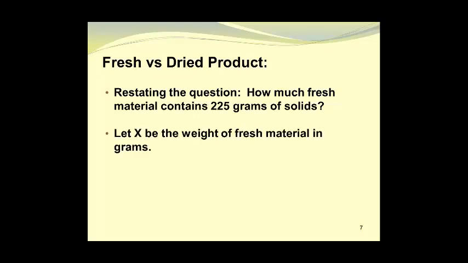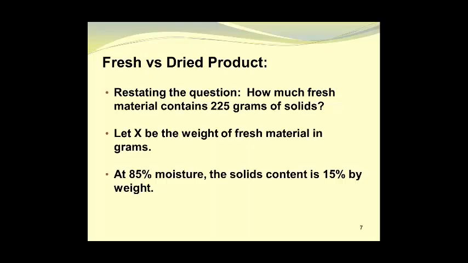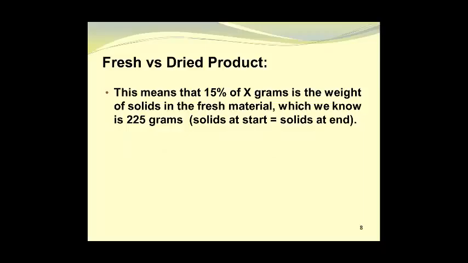So let's let X be the weight of the fresh material in grams. At 85% moisture, the solids content is 15% by weight. This means that 15% of X grams is the weight of solids in the fresh material, which we know was equal to 225 grams. We also know that the solids at the start of the drying process will equal the solids at the end of the process unless there are some unexpected losses. We can say mathematically that 15% of X, which we write as 0.15x, is equal to 225 grams.